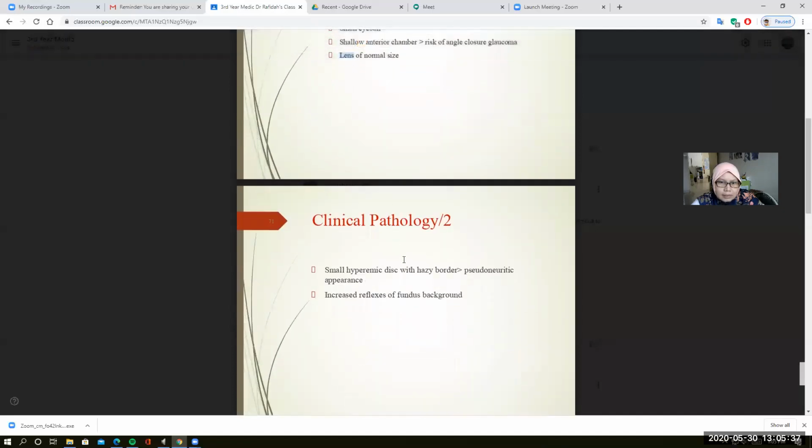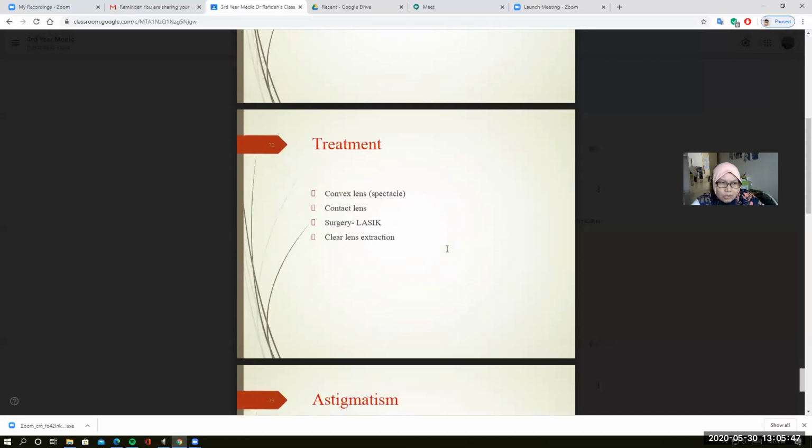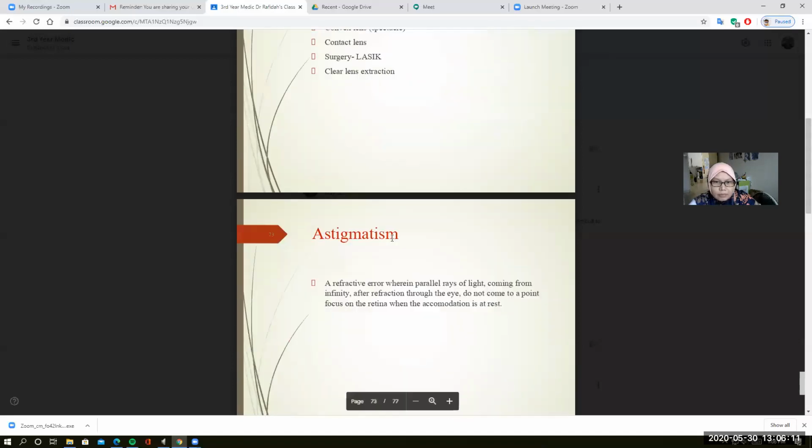Okay, and clinically you will see a very small disc, increased reflexes of the fundus background. The fundus is very nice, it's very orange, you cannot even see the choroidal shadow behind it, all orange and nice, just like your textbook pictures. Okay, so how do you treat? You treat with convex lens, spectacle, contact lens, surgery, and also you can take out the lens, right?